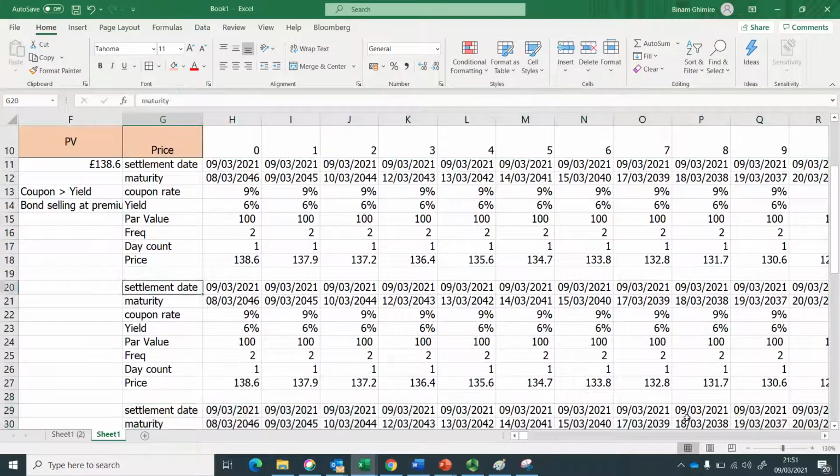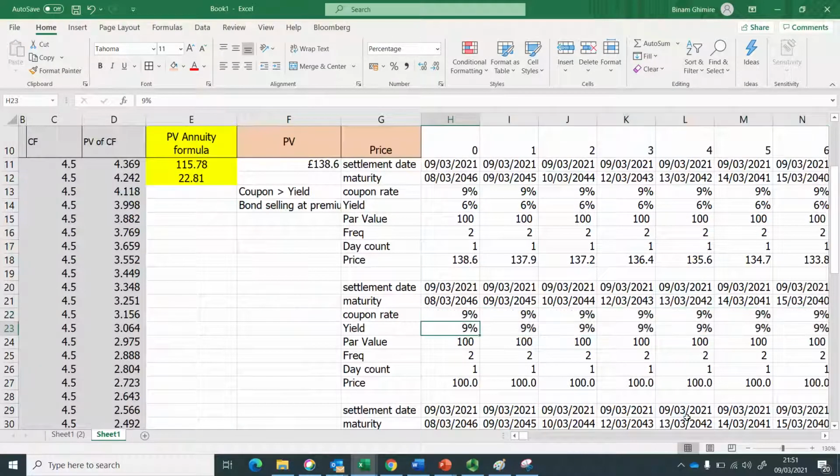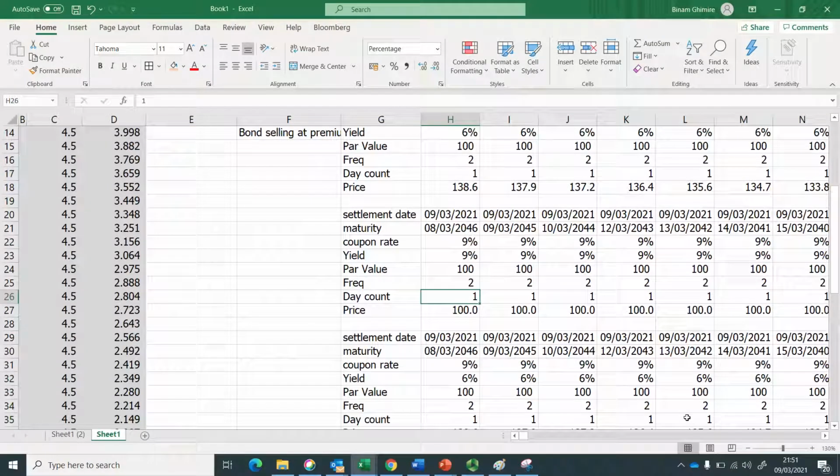And this time, when I have same, see the coupon is 9%, yield is 6%. Here I'm going to make it 9% and again 9%. So they're both 9% each, and I'm going to copy it across. And you see, you are getting $100 each time. Basically, you know this, that when the coupon and yield, they are the same, the price of the bond will be equal to the par value, isn't it?